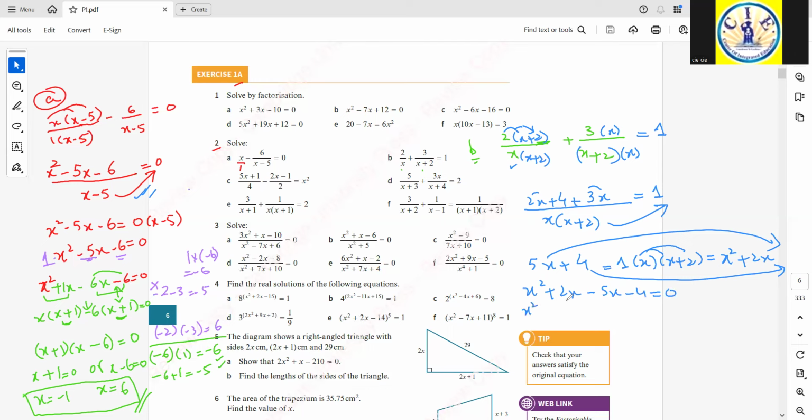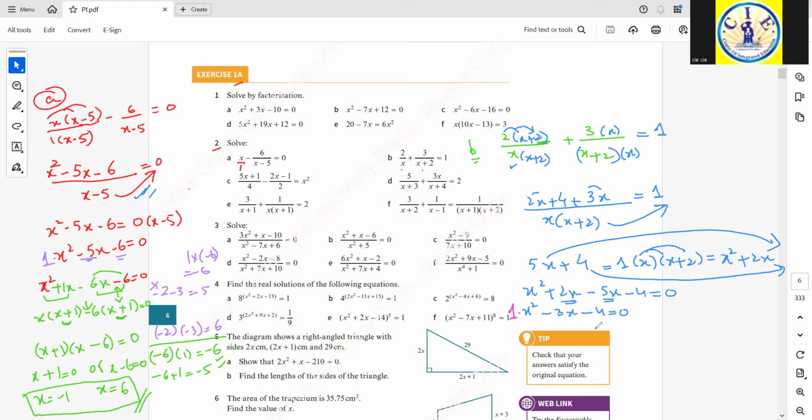Okay, now these are the like terms. x squared minus 3x minus 4 equals to 0. Now this is the quadratic equation. So we need to simplify it. Again, I need to see the coefficient of x squared is 1 and the constant is negative 4.